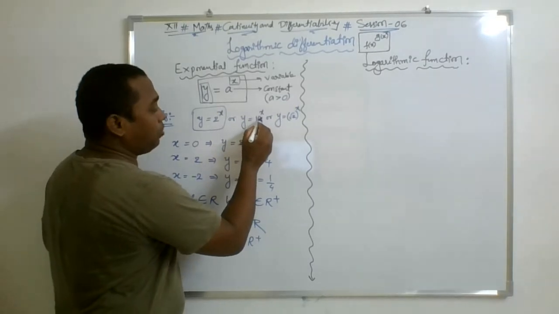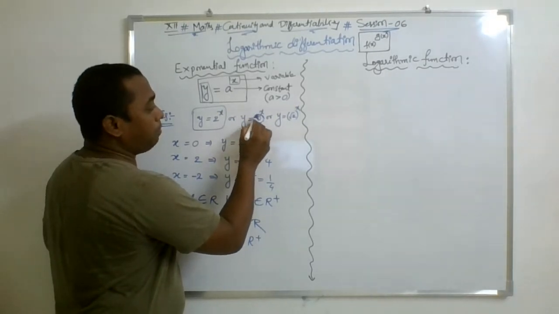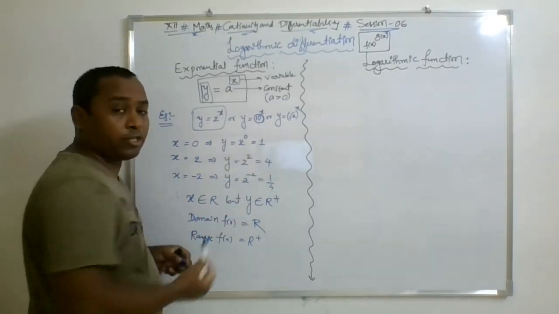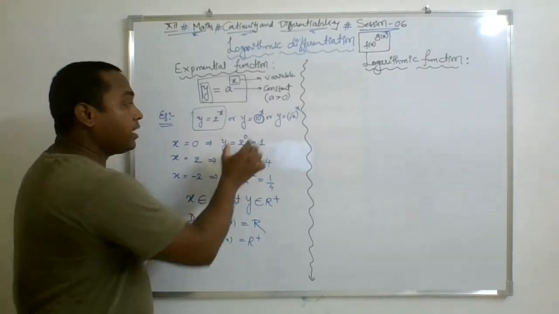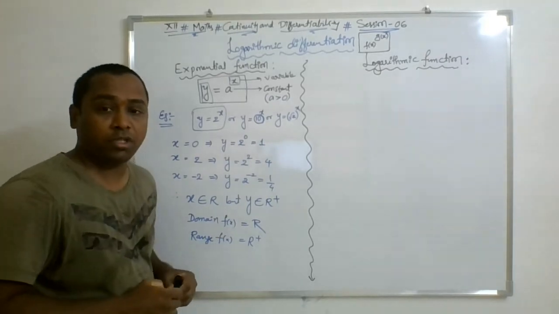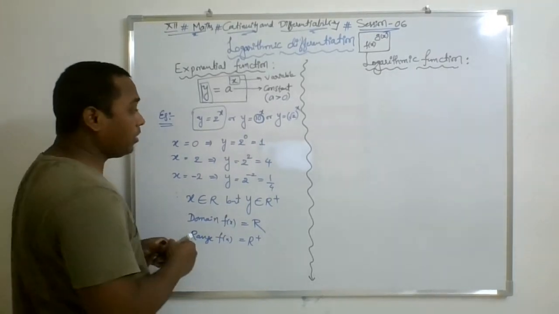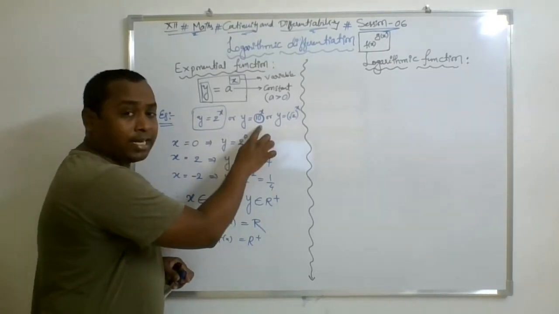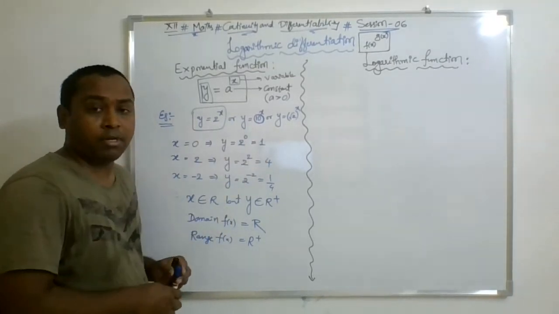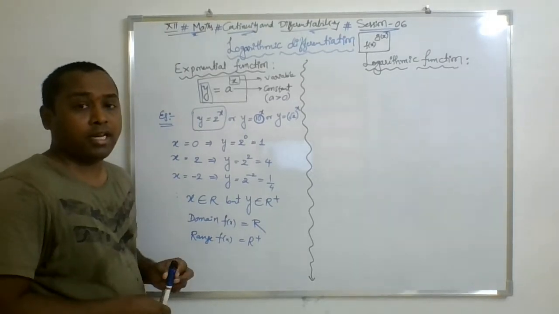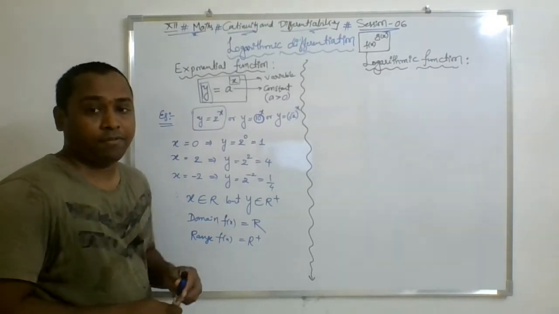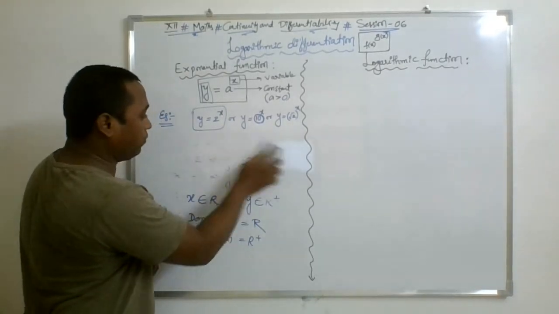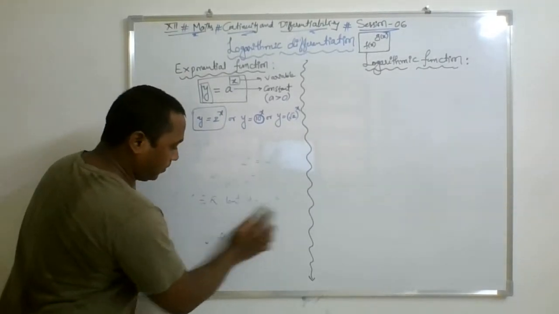If the base of the exponential function is 10, it's called a common exponential function, right? Now, if instead of 2, 3, and 10, we take the Euler number e, it's called a natural exponential function. Now, let's have a discussion over that, and then we'll move to the logarithmic functions.